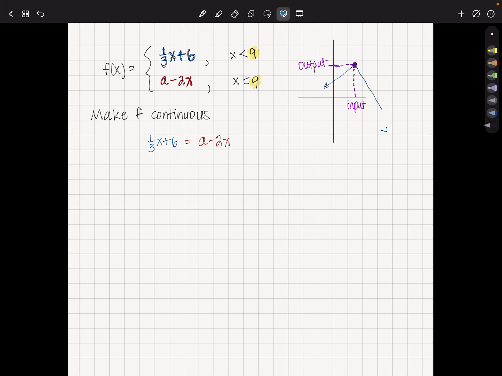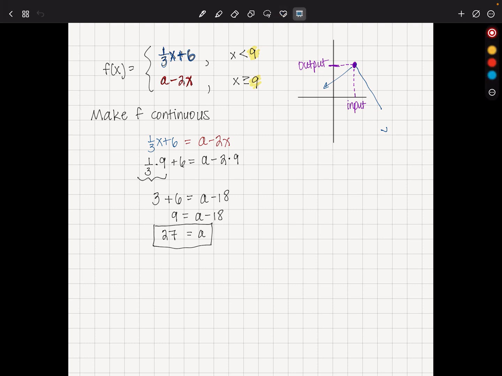So if x is 9, I'm going to have 1/3 times 9 plus 6 equals a minus 2 times 9. 1/3 times 9 is 3 plus 6 equals a minus 18. 9 is equal to a minus 18. Add 18 to both sides, and we get a is equal to 27. So the value of a that is going to have these two pieces meet up is 27.